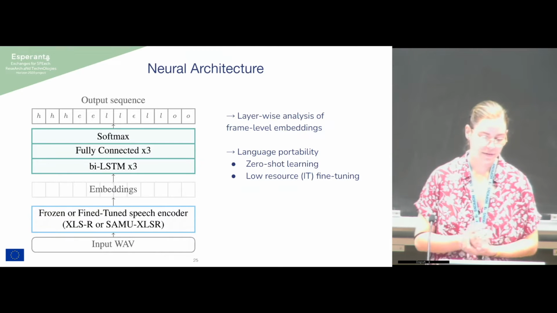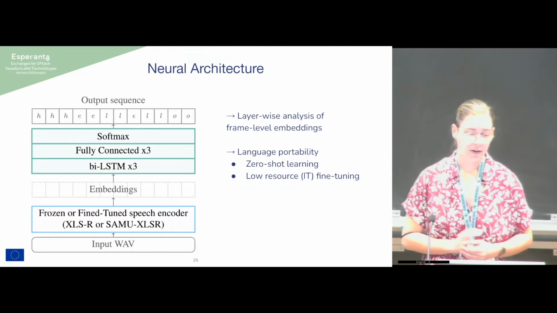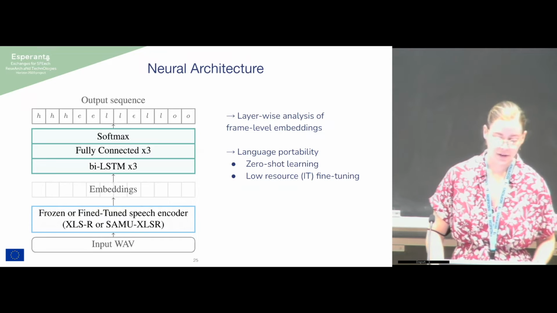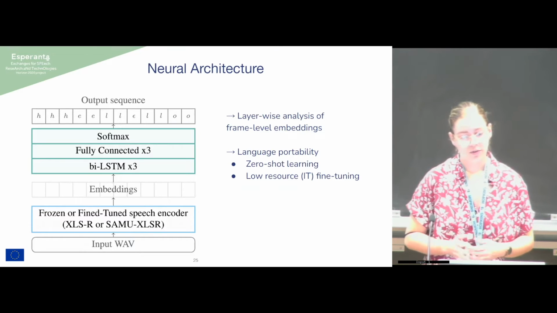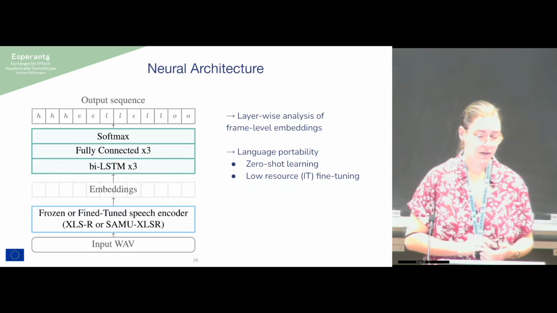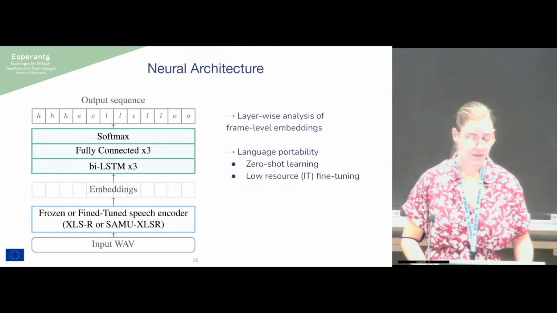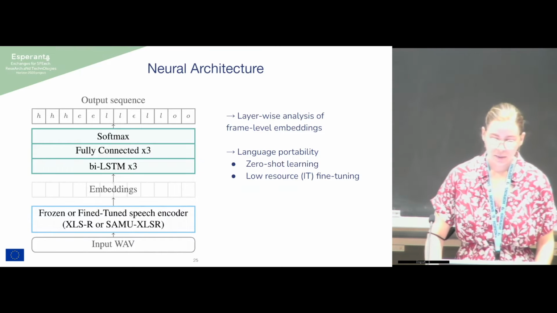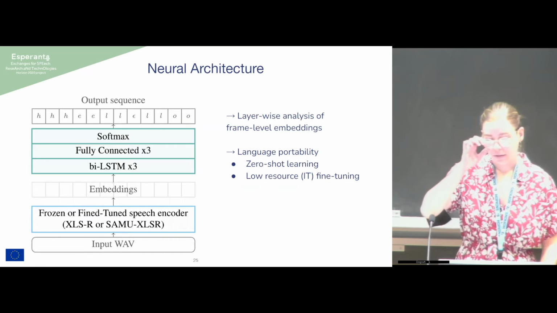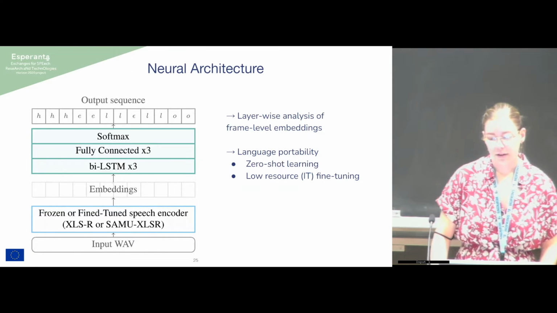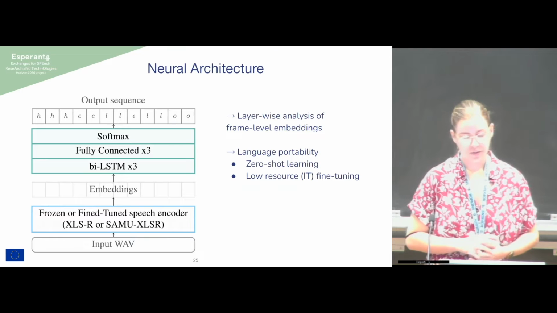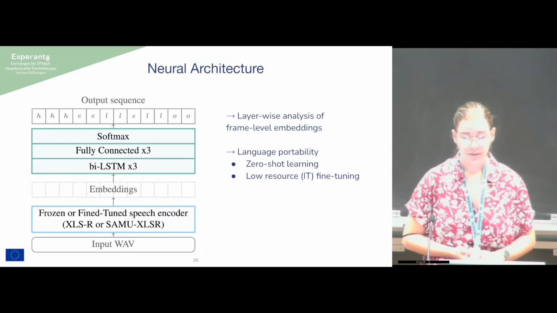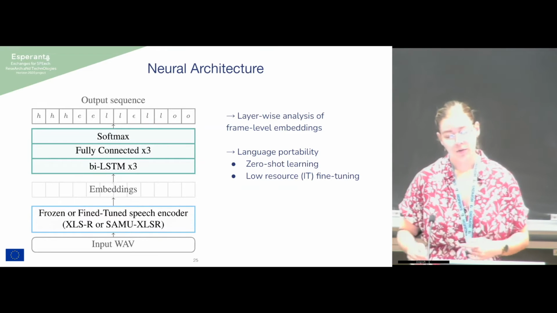It takes a wave signal as input and generates a sequence of characters. And we use a frozen and fine-tuned speech encoder, which was XLS-R or SAMU-XLSR. We did an analysis of the layer-wise frame-level embeddings. That means that we analyzed the embeddings generated by each of the 24 layers of the XLS-R and SAMU-XLSR.